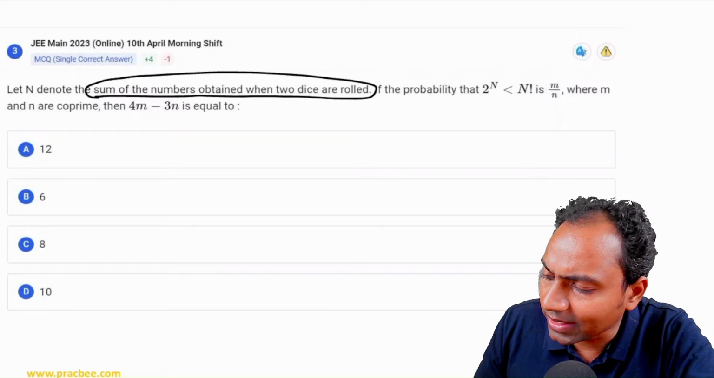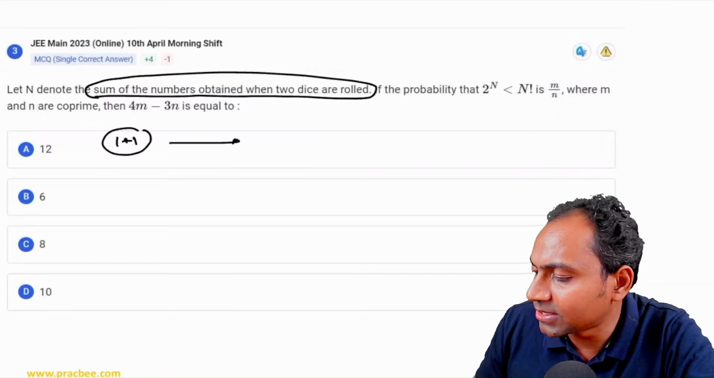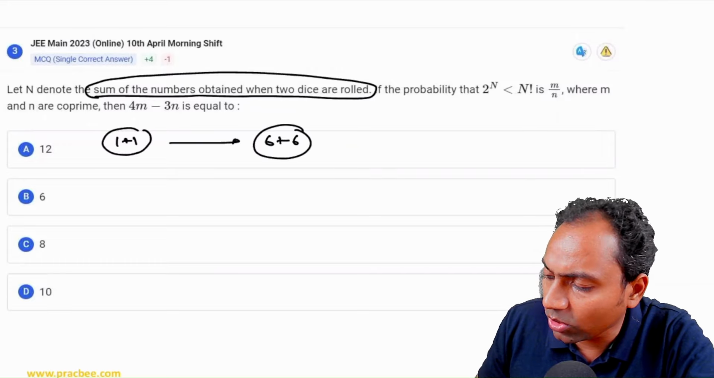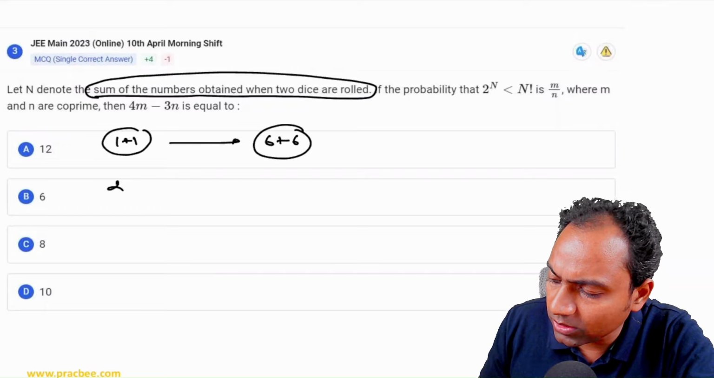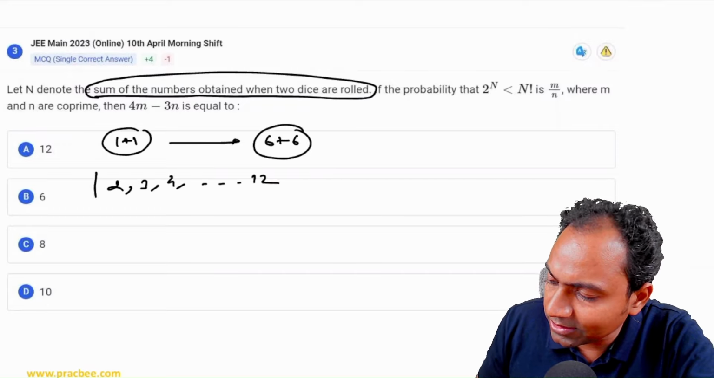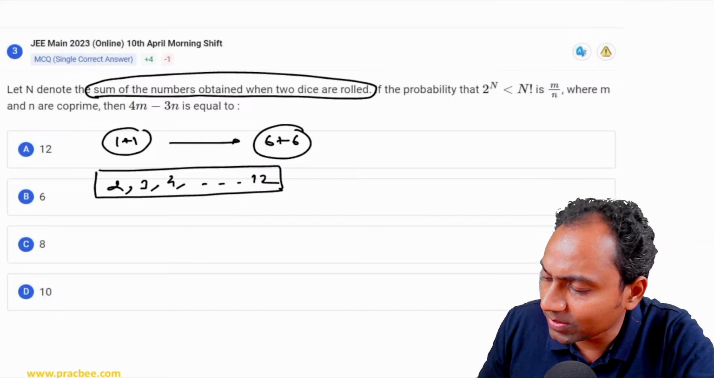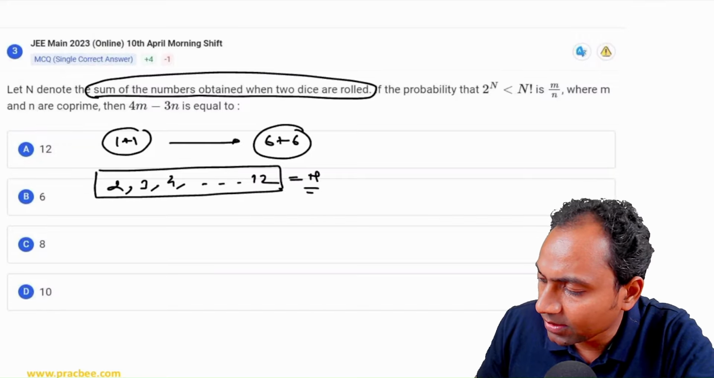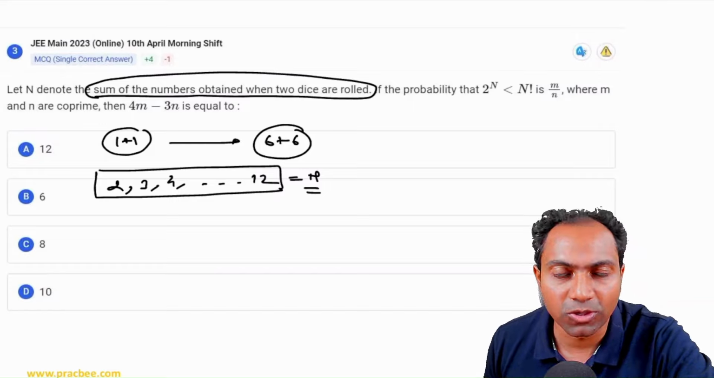And then we noted that the minimum is when 1 plus 1 will happen, and the maximum would be when 6 plus 6 will happen, and all the intermediate numbers are covered. So we are looking at the numbers 2, 3, 4 up till 12. These are the possible values of n. We did this in that question, so again, that question is getting repeated conceptually.